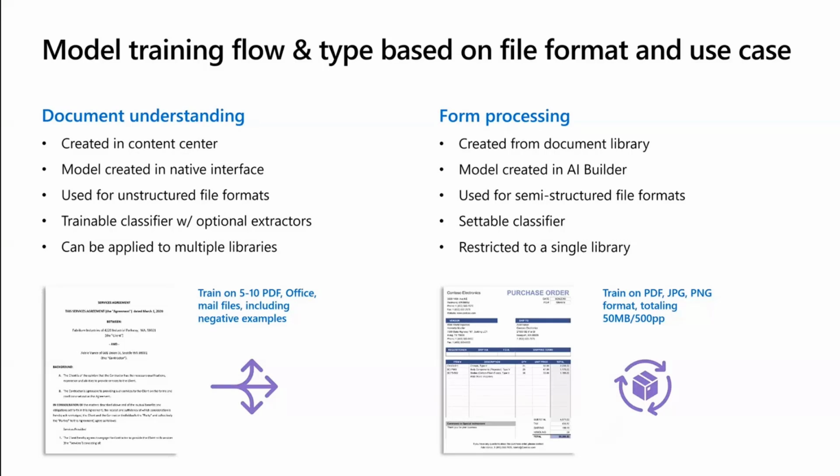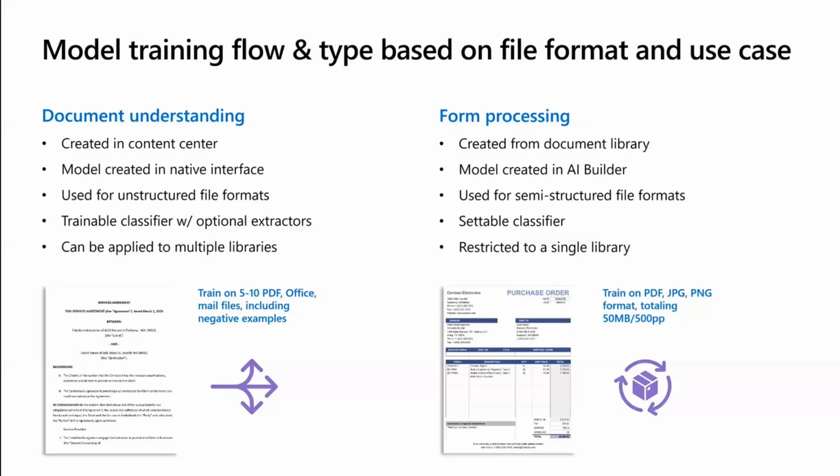And so you'll see there on the left, the document understanding is, again, built in the Content Center. And this is great for unstructured file formats. So Office files, PDFs, things where you have a lot of just text, but you have some consistency. Like in that case, you'll see that service agreement. So if you've got a contract that has a lot of text and you want to extract information from that, like maybe the start date, or who the vendor is, or what the terms of agreement are, you can extract those clauses because they're loosely found in the paragraphs themselves.